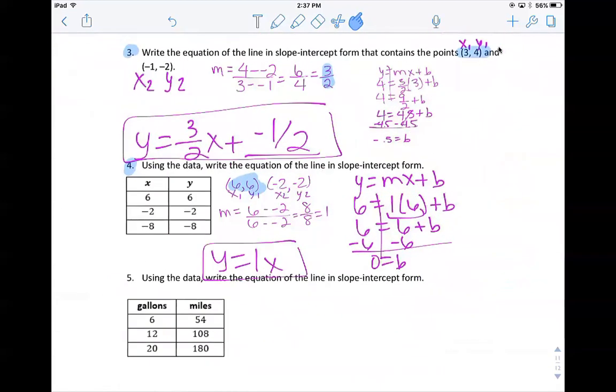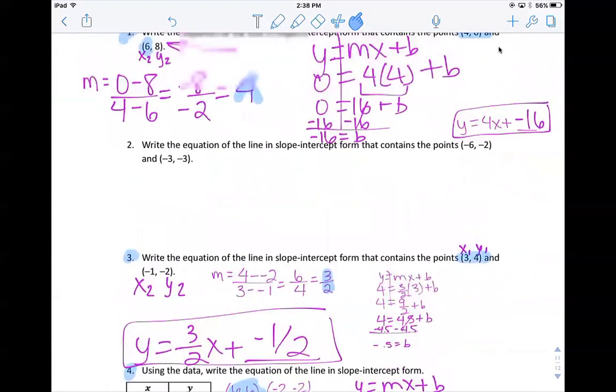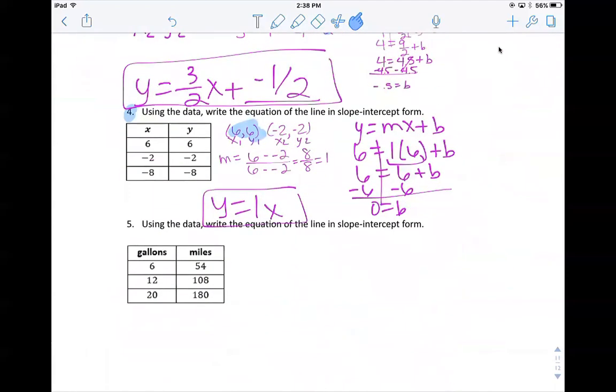So this is a step up from what we did on the notes with a point and a slope. So now you have to find the slope and then plug it all back in. So what you need to do is you need to finish problem 2 and problem 5.